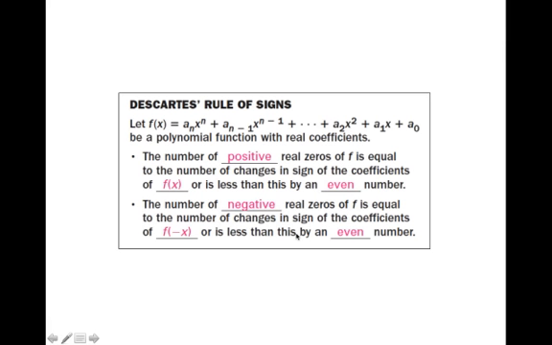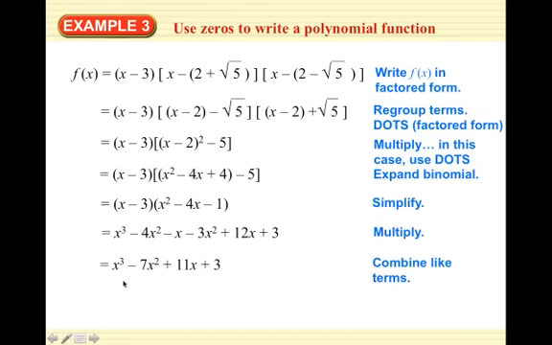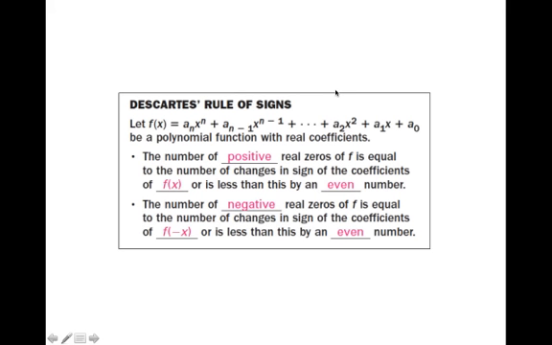So that is our polynomial of least degree that has x minus 3 and both 2 plus square root of 5 and then the bonus 2 minus square root of 5 as zeros.